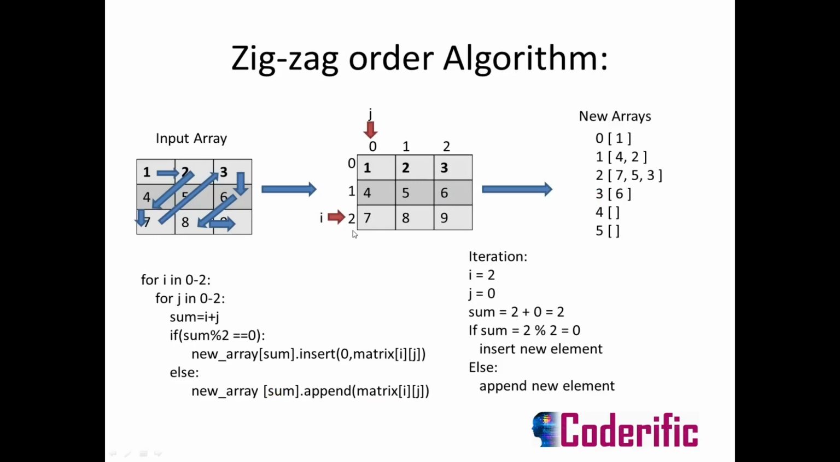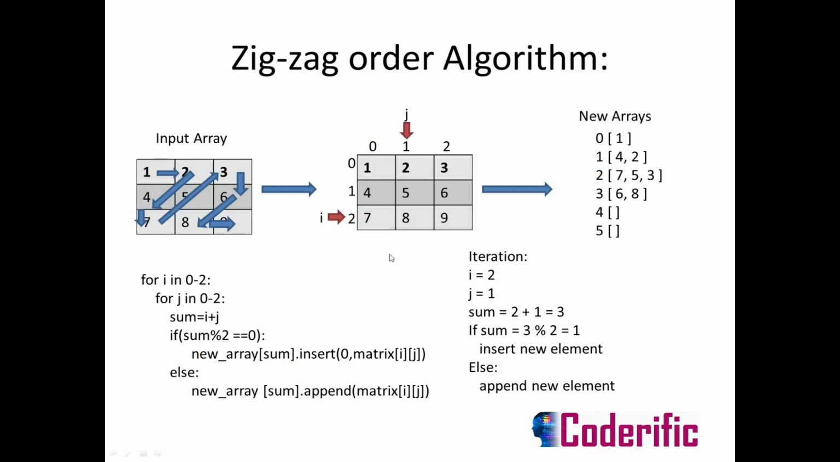Now we have moved to the last row of the input array, which is i equal to 2. Iteration through the column has started from 0. The sum's new value is 2 according to the new values of i and j. 2 remainder 2 is equal to 0. Yes, it is. And now we are going to apply this line where we insert the new value, which is 7, at the beginning. Where we are going to insert is mentioned here. It is the new array of sum, where the sum's new value is 2. At the beginning of this array, we are going to add 7. That's what we have done.